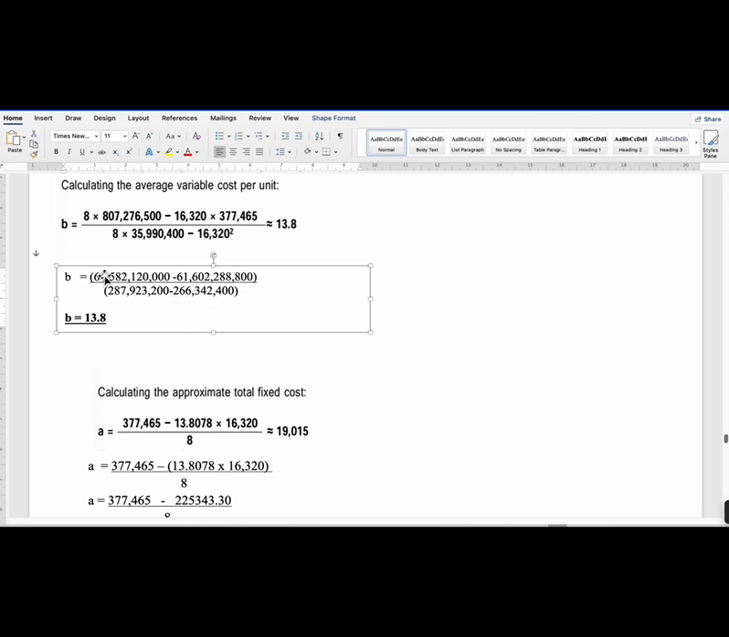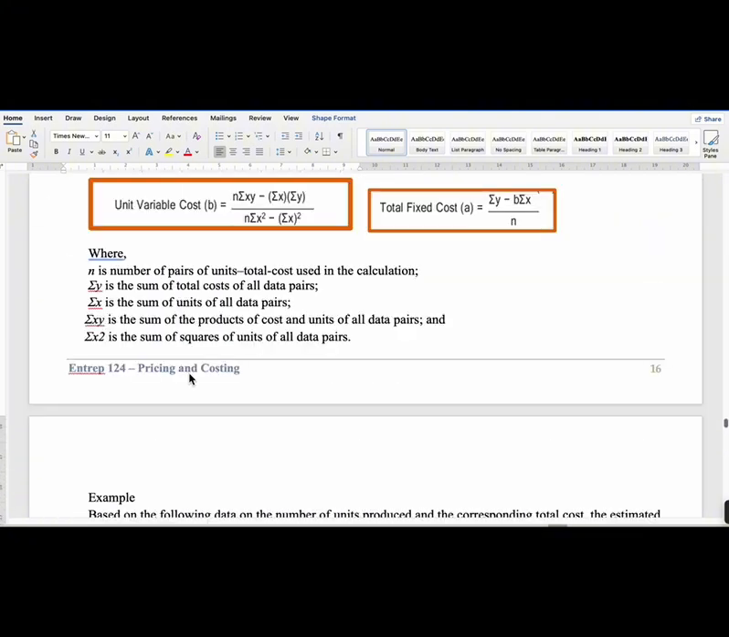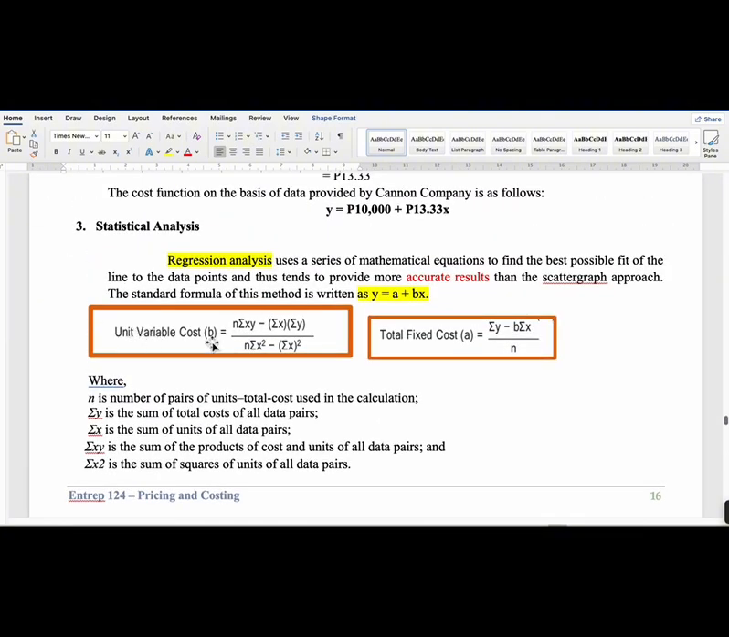So, for the numerator, subtract them together. 64 billion minus 61 billion. And then, the same with the denominator. After you solve the numerator and denominator, divide them. Then, the final answer would be 13.8. Okay, so our B is the variable cost. Remember this formula, unit variable cost.